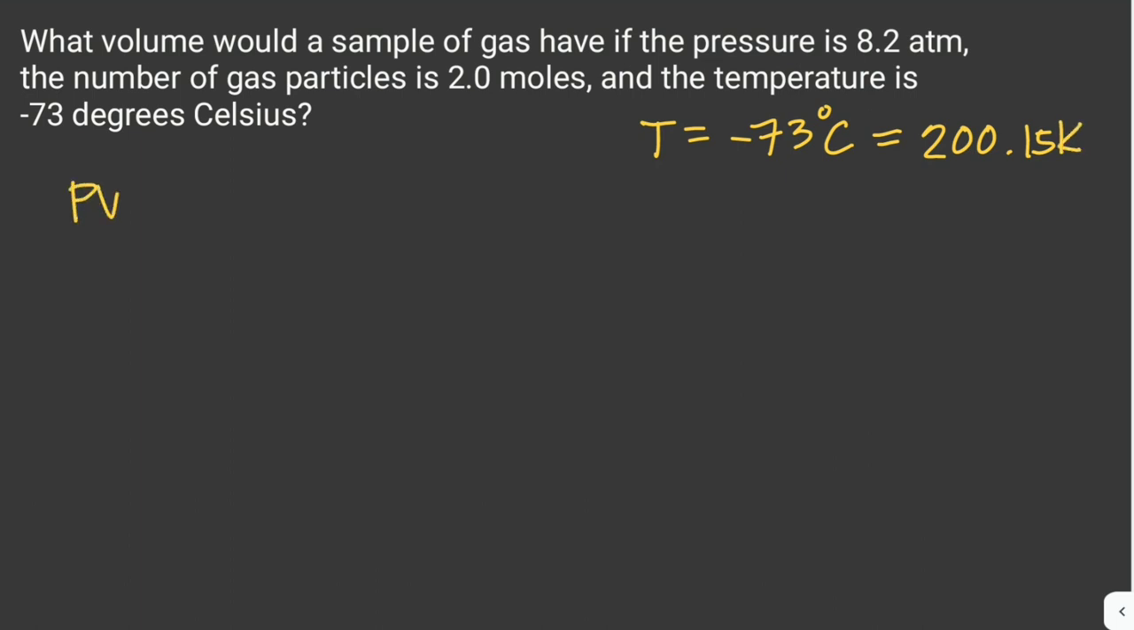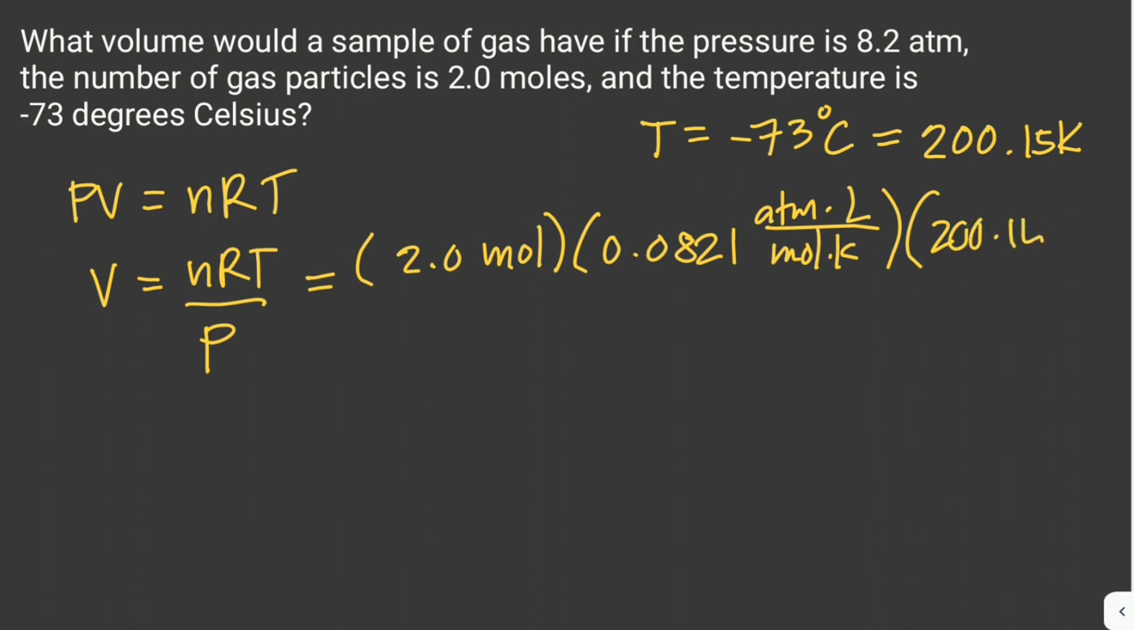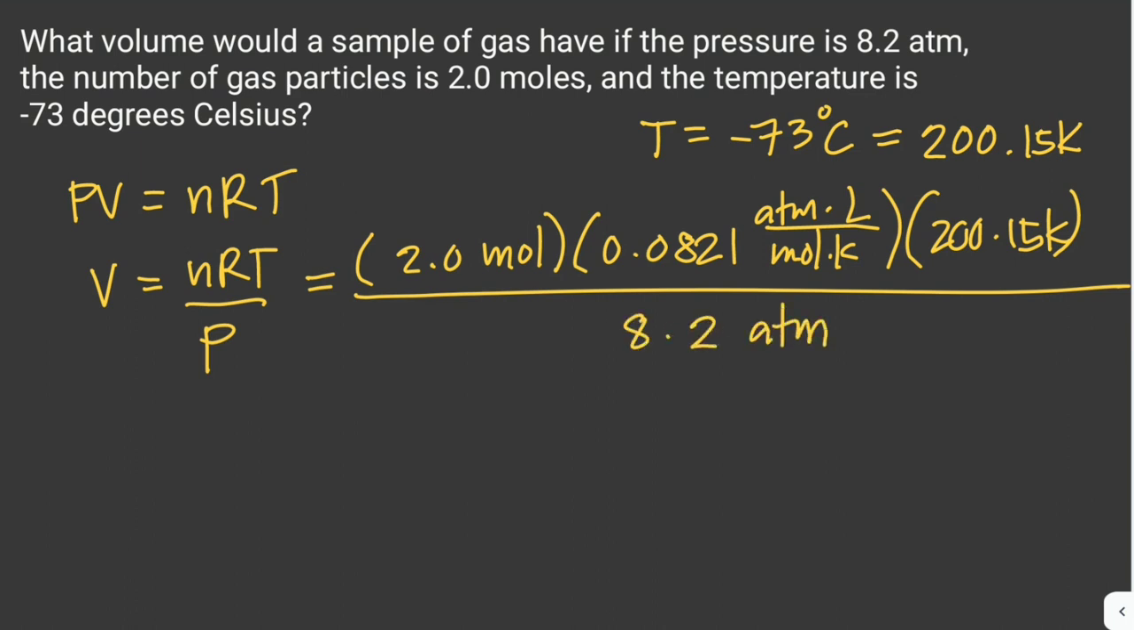So the volume would be V equals nRT over P. Now we can plug in everything. That is 2.0 moles times 0.0821 atmosphere liter per mole Kelvin times 200.15 Kelvin over the pressure, which is equal to 8.2 atm. So the volume here is just equal to 4.0 liters.